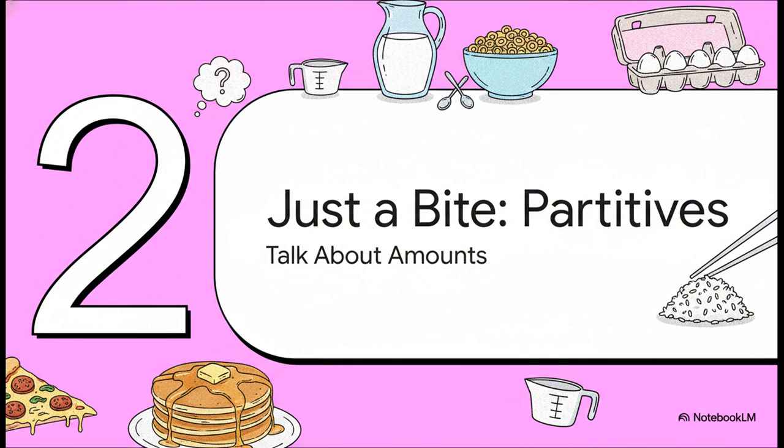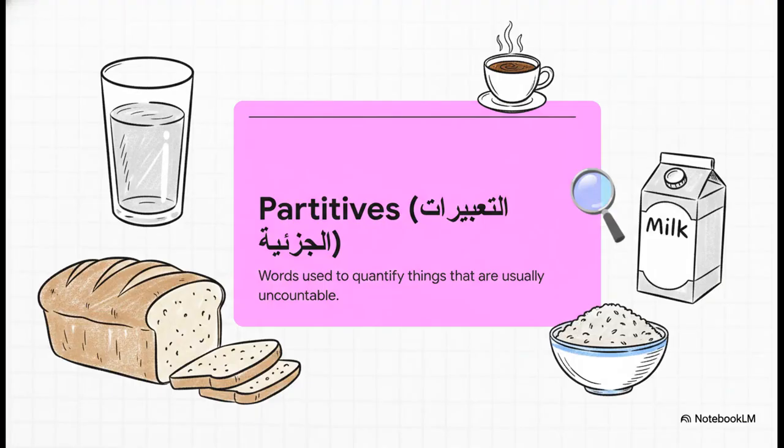Okay, so now you know how to describe the quality of food. Let's talk about quantity. A good critic is always precise. So how do we talk about how much food there is? Well, we use partitives. Partitives are just a fancy name for words that help us break down uncountable things into units we can actually count. Think about it. You can't count water, but you can count glasses of water. Same thing. You can't count bread, but you can count slices of bread.